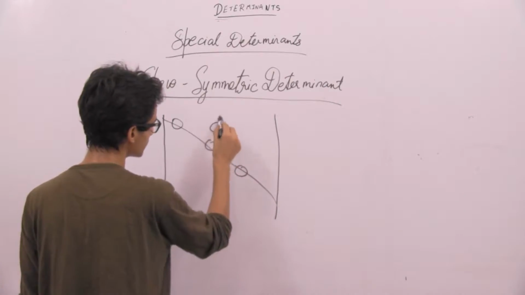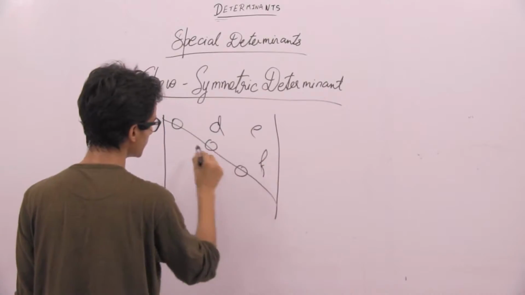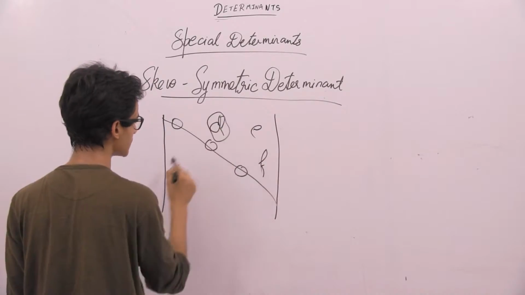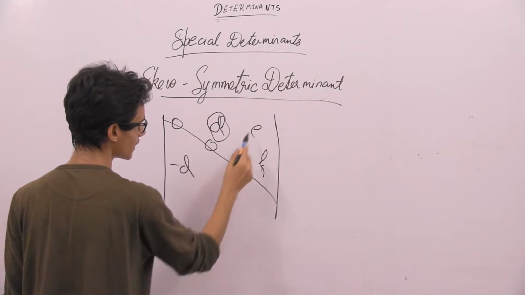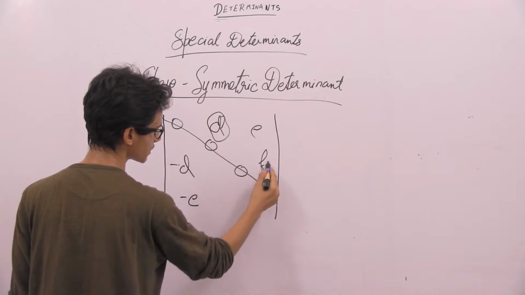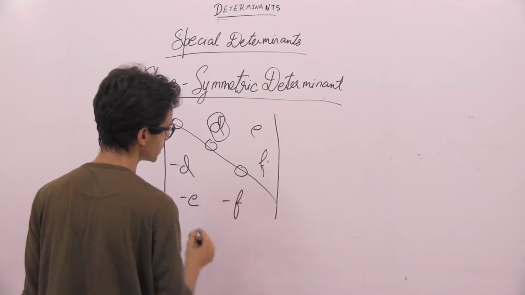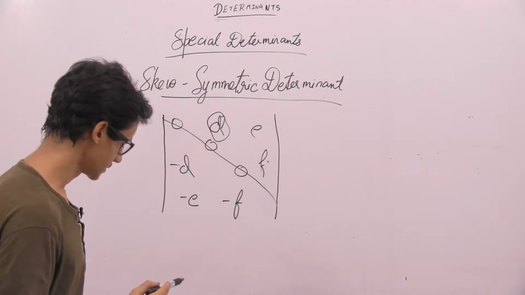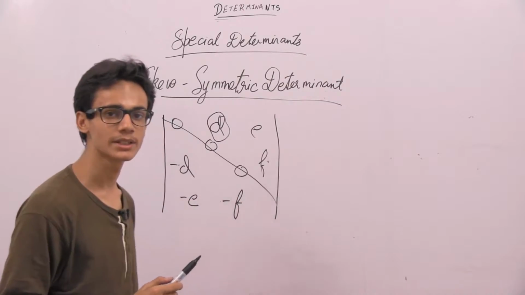So, if we have here D, E, F, then here we should have the opposite of this element, which is minus D. Here we should have the opposite of this element, which is minus E. Here we should have the opposite of this element, which is minus F. So this is a case of skew symmetric determinant.